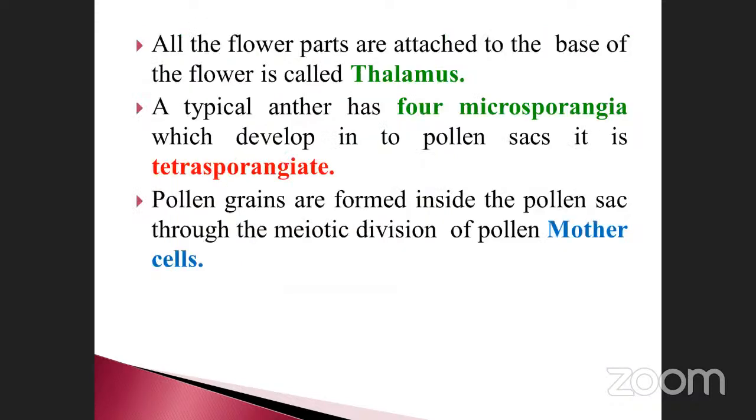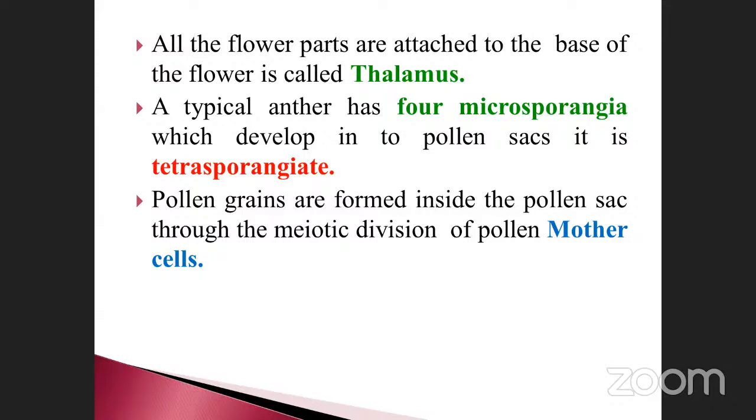Okay. All the floral parts are attached to the base of the flower, which is called the thalamus. Already told you, thalamus is nothing but a simple stalk-like structure. So all the floral parts, for example Calyx, Corolla, Androecium, Gynoecium, are all present on the stalk-like structure. It is called the thalamus.